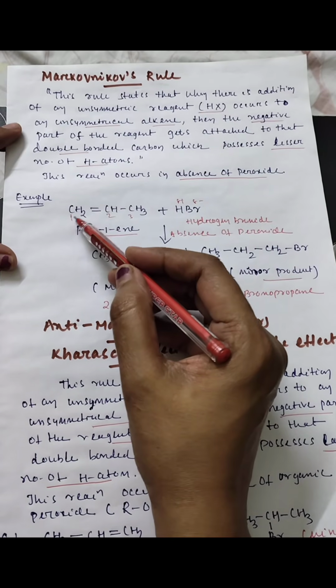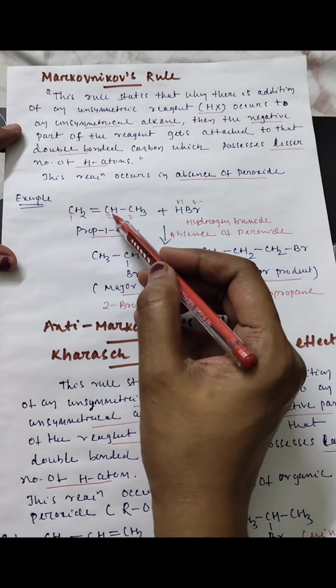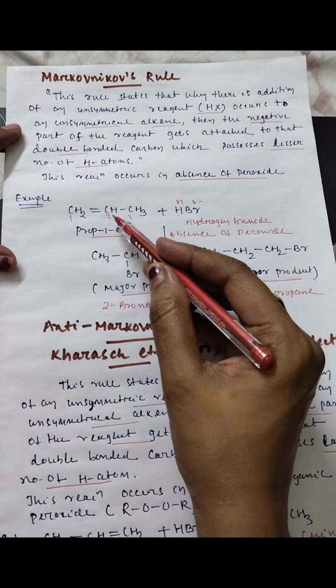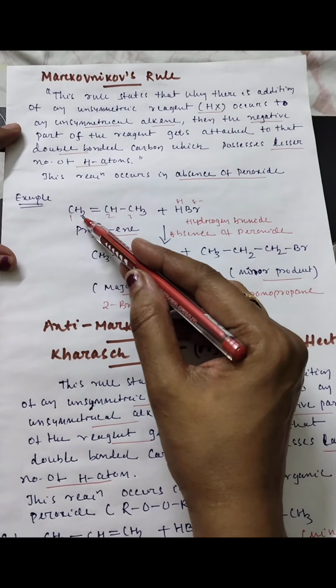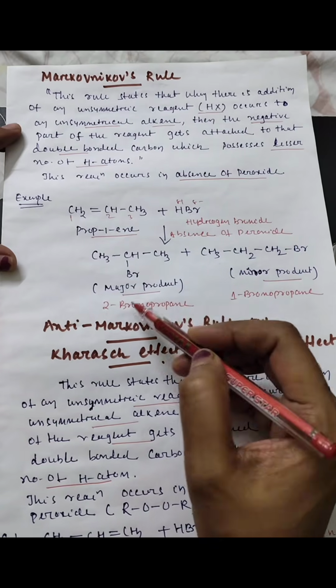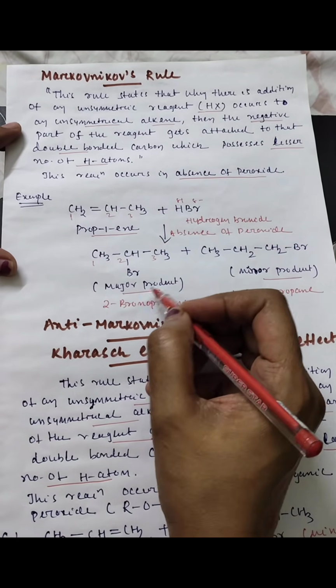Here in carbon 1 two hydrogens are attached, but in carbon 2 there is one hydrogen attached. That means the lesser number of hydrogen is present in carbon number 2. So the Br minus will attach to carbon number 2, the double bond breaks, and the hydrogen will attach to CH2. So the product will be CH3-CHBr-CH3, that is 2-bromopropane, and that is the major product.